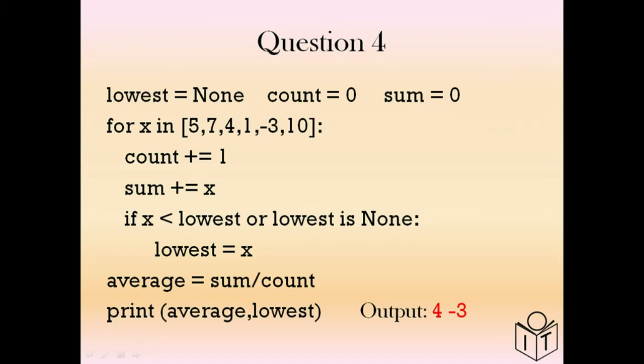Now each time we go through the loop, we're looking to see if the number we're looking at is lower than what we've got. The first one is going to be the lowest because we haven't got any number. So if lowest is None, then we change it to 5, and then we go through each number. 7 is not lower than 5, 4 is, so now our lowest will change to 4, then it will change to 1, then it will change to -3. At the end, we can divide the sum by the count, which will equal average, and that prints out the average of 4 and a lowest of -3. So that was question 4.